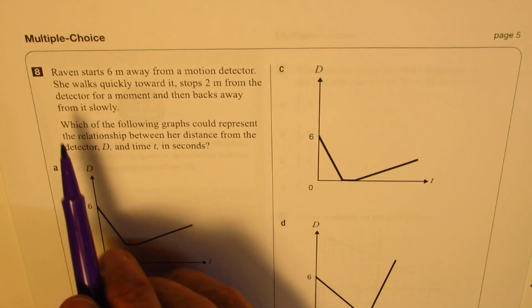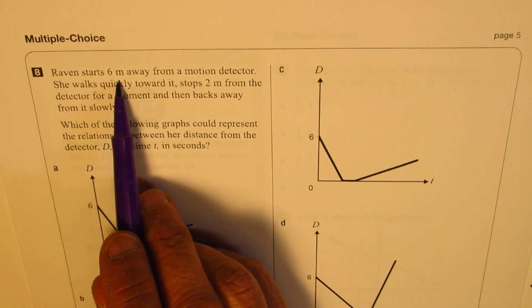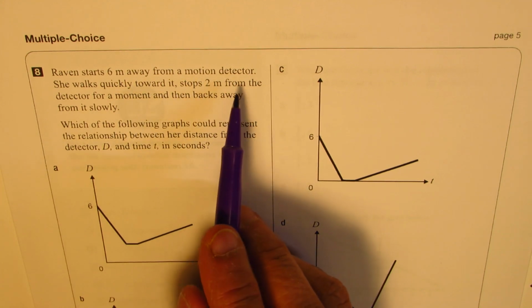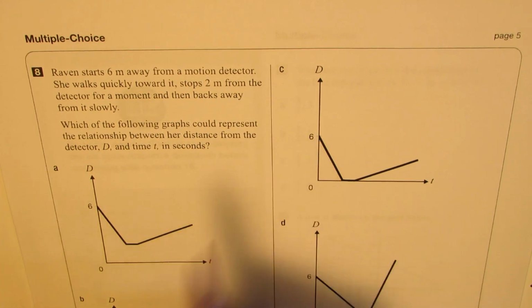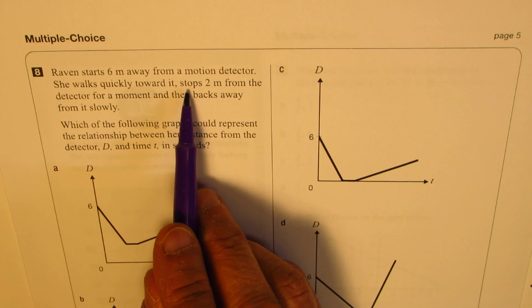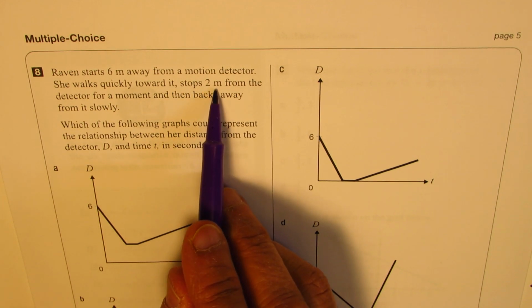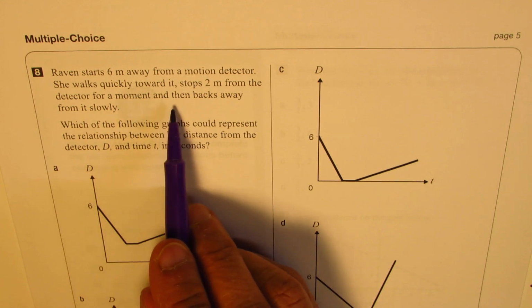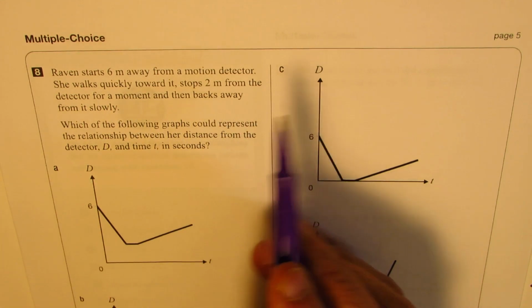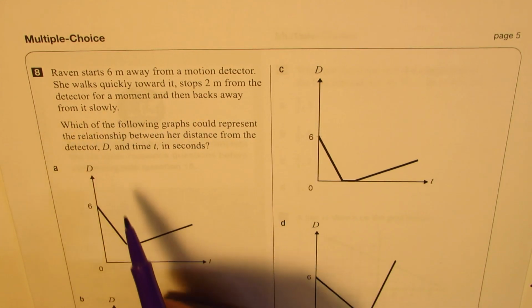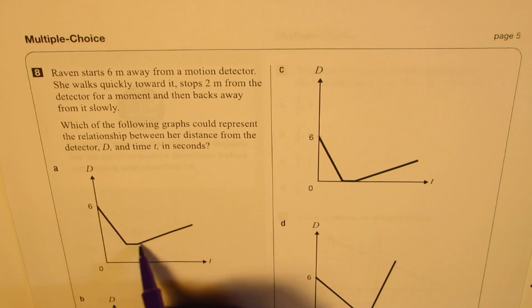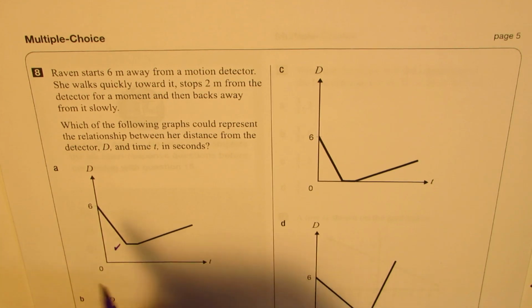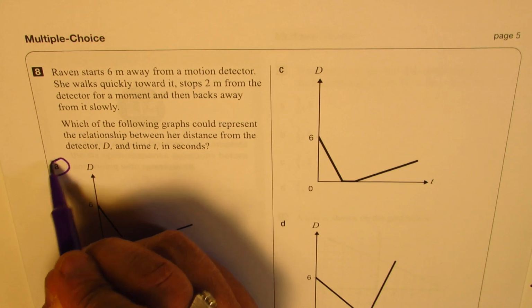Question number 8. Raven starts 6 meters away from the motion detector, right? So all of them start 6 meters away. It stops 2 meters from the detector for a moment and then backs away from it slowly. So the distance decreases. So the very first one seems to be correct to me. So that is correct. Do you see that?